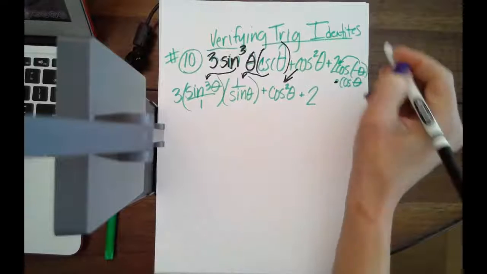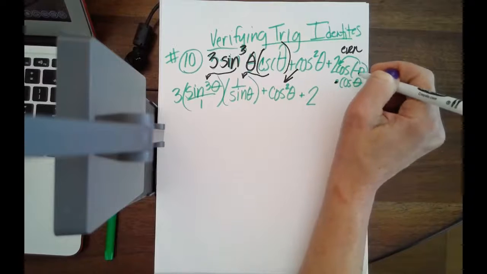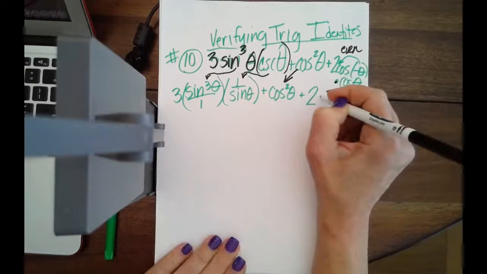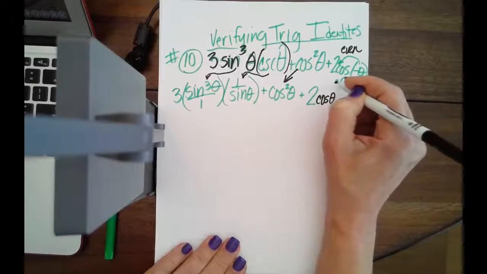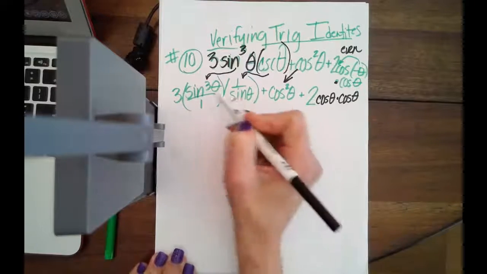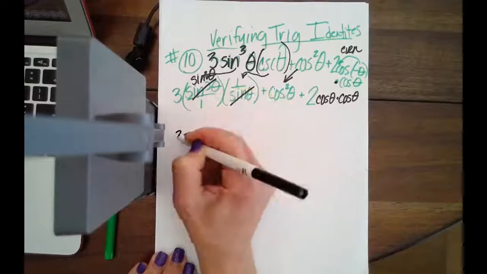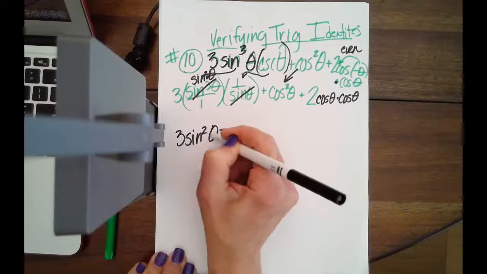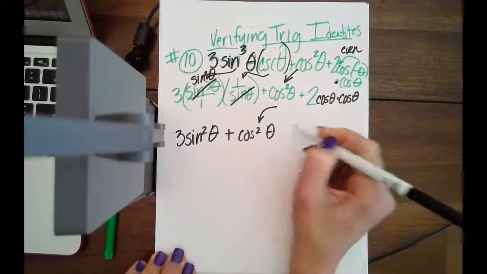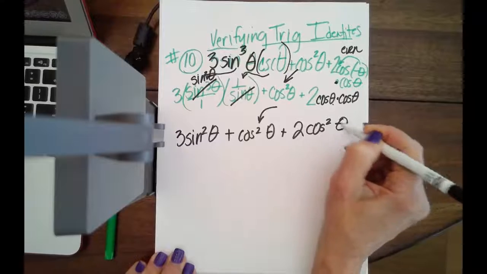And you know that cosine is an even function. If it's an even function, then negative theta is going to have no effect on the overall value of cosine. So it's going to remain cosine theta, and then times this other cosine theta. Alright, so now sine goes into sine cubed and leaves me with sine squared theta. So I have 3 times sine squared theta plus cosine squared theta plus 2 times cosine squared theta.